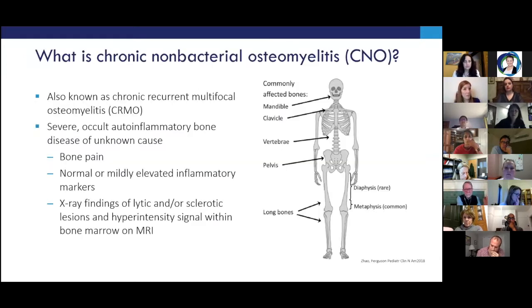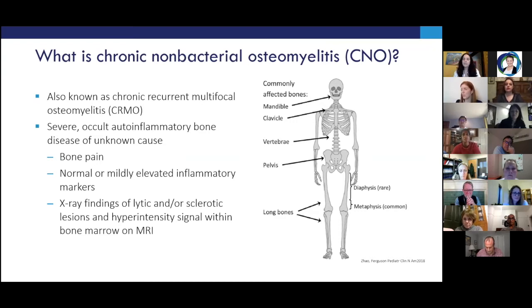So first I'll start off, like I said, with a background. Most of us know these diseases, but for those of us who don't, what is chronic non-bacterial osteomyelitis? Many of you might know it by the other name, chronic recurrent multifocal osteomyelitis, or CRMO. However, it doesn't need to be recurrent nor multifocal, so the nomenclature is trying to push it towards chronic non-bacterial osteomyelitis, but CRMO is the name that's probably still mostly published in the literature today.